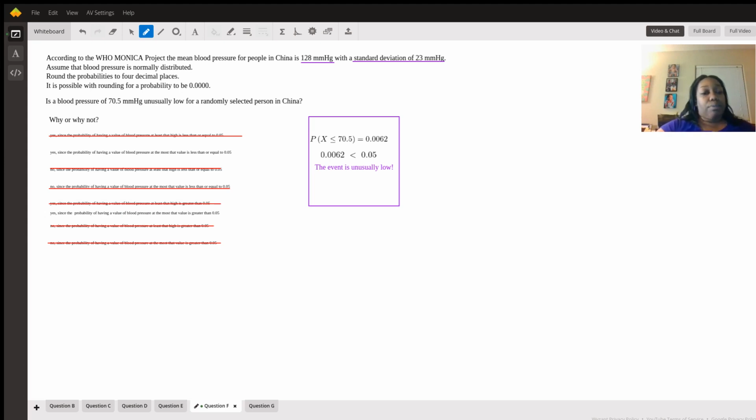Lastly, yes, since the probability of having a value of blood pressure at most that value is greater than 0.05. We've already established that it is not greater than 0.05. It is less than 0.05. Due to that, this answer is incorrect, which means the only answer that it could be is yes, since the probability of having a value of blood pressure at most that value is less than or equal to 0.05.